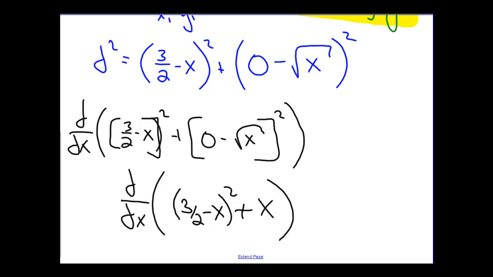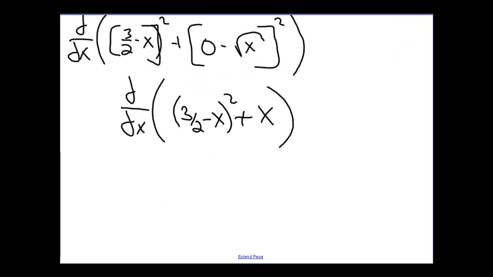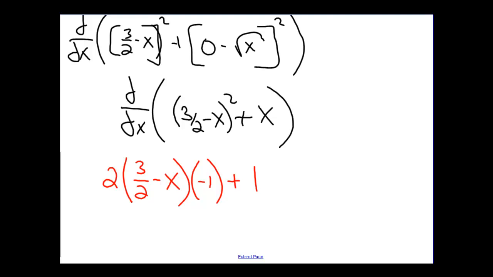Recall, if we would have used the original distance formula, we would have had a square root of this entire thing, which would just make it a more difficult problem to work with. We would still get the same answer. So now we can go ahead and find the derivatives here. The derivative of this first term, (3/2 minus x) squared, we need to use the chain rule. We bring down a 2. So we have 2 times (3/2 minus x) to the first power, but then we have to remember to take the derivative of what's inside the square. That's the 3/2 minus x. The derivative of that is minus 1. And then we have the derivative of the second piece, the derivative of x, which is just 1.